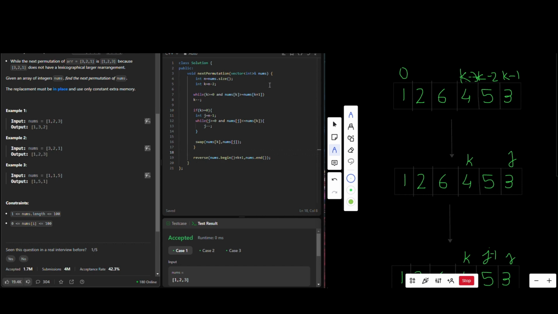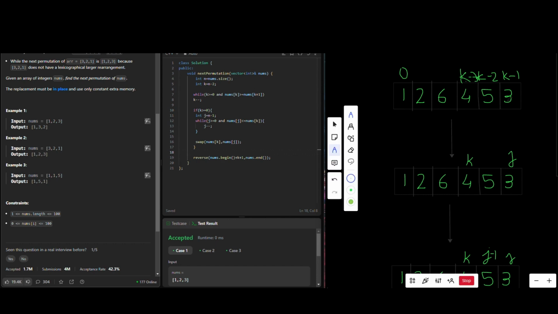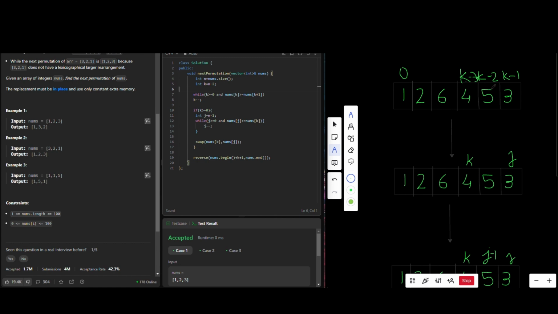As I'm explaining the logic, I'll also explain the code side by side so that you don't have to strain your mind figuring out how to relate the logic with the code, right? I'll keep you in touch with code as well. On the right, we can see I've started with k. I've taken n as the size of the array, and initially put k as n minus 2. K as n minus 2 means here 5. So initially I've taken k at the fifth position.